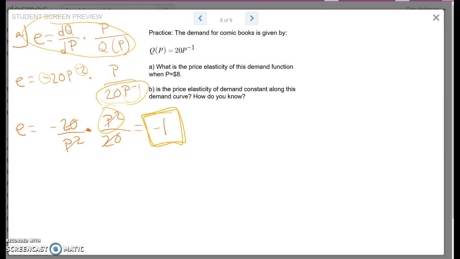So that brings us to the answer to part B. Is the price elasticity of demand constant along this demand curve, and how do you know? Go ahead and put your answer in, pause it. The answer to part B is yes, it is constant. Since we just got a number for elasticity, we just got negative 1, there's no P involved. That means it's going to be constant no matter what P is. And we are out of time.